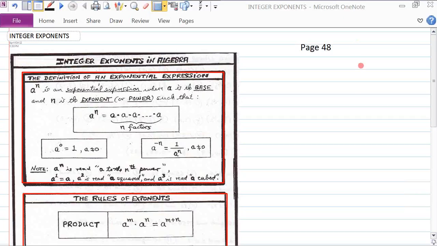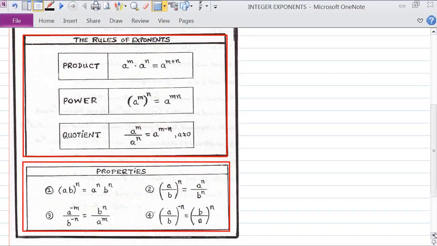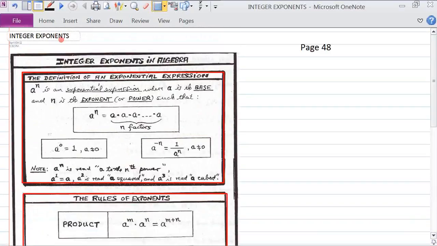So now we're going to start with integers and how we use integers in algebra. And we look on page 48. We're going to break it up into three parts: what we mean, or the definition of an exponential expression. Secondly, we're going to deal with the rules that govern the use of exponents. And thirdly, we're going to look at the properties of exponents. So this is our first introduction to exponents.